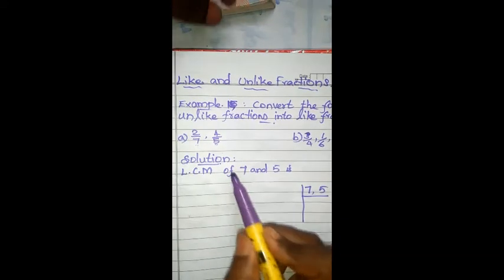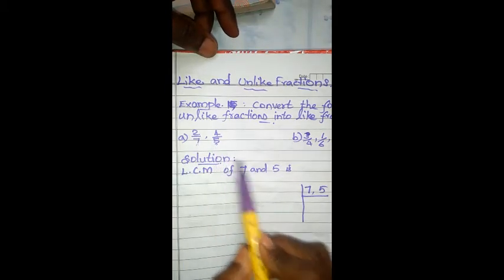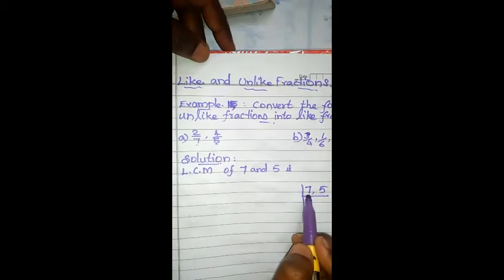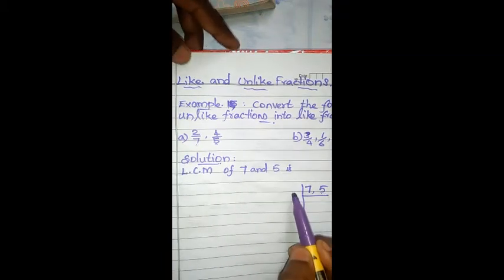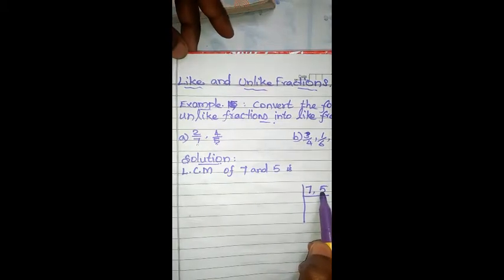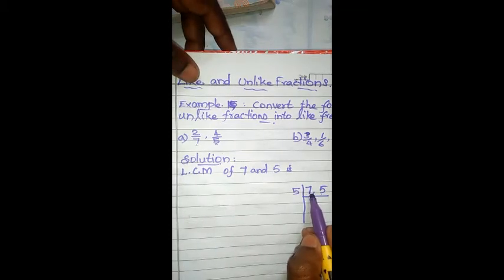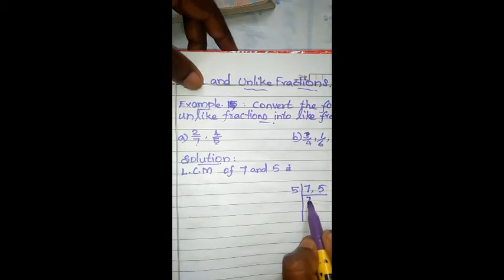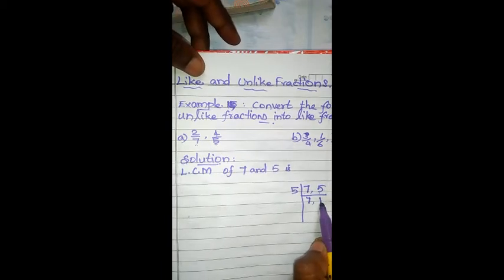Okay, listen. We take the LCM of 7 and 5. This is the method to take LCM. 7 and 5 we write. First we divide by 5, see, the first number is 7 and the second number is 5. Divide by 5. It is not divisible by 5, so write the same number 7 and 5. 1 5 is 5, you know, right?